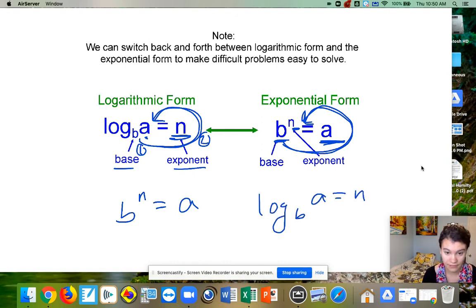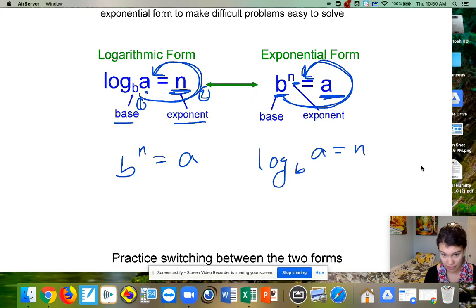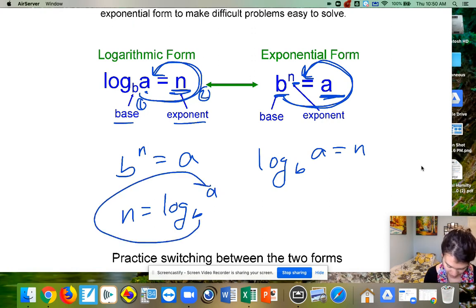Here we start at the base, go around the equal sign, so you have log base b of a has to equal n. A note here, if we're doing this the opposite direction, so say I had n equals log base b of a, you still want to start at the base, go around the equal sign. So it's going to be a backwards loop so that you can still get the same thing.